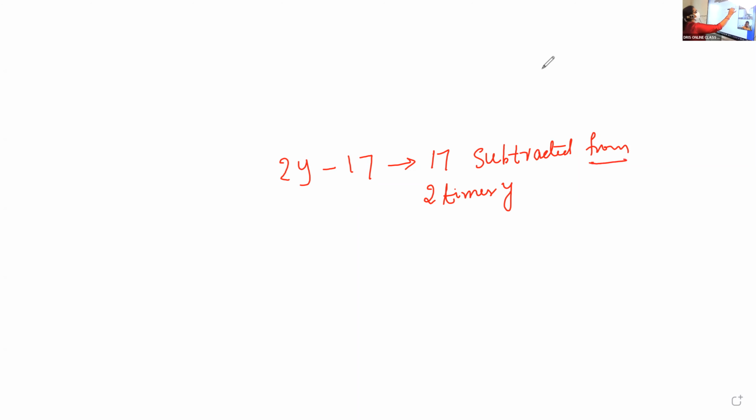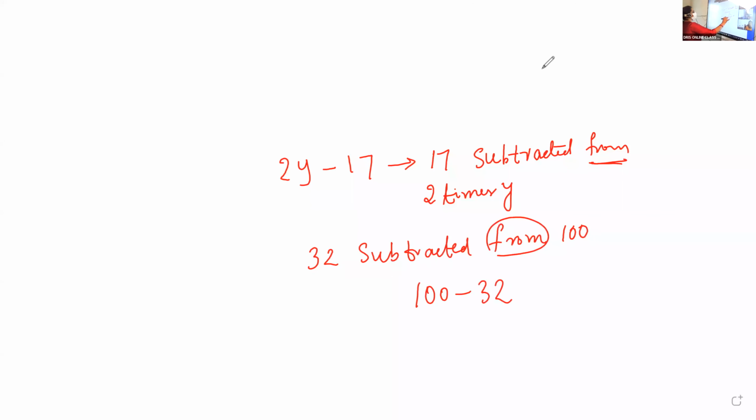From is the keyword here. Now wait, I'll explain. 32 subtracted from 100. How will we write it? 100 minus 32. See, after "from," which number is here? 100. So I wrote 100 first.